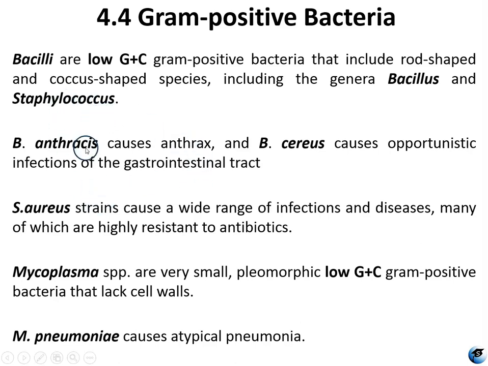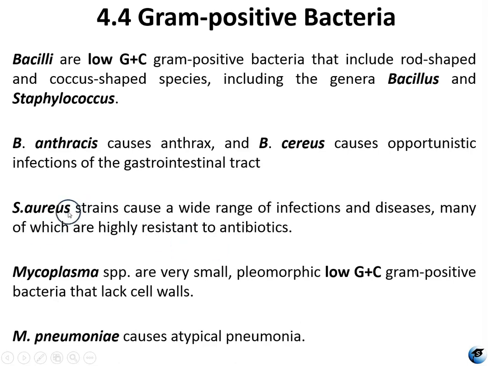Bacillus anthracis is the guy that causes anthrax. And then Bacillus cereus is generally pretty harmless, but he can become an opportunistic pathogen in the gastrointestinal tract. We do not work with Bacillus anthracis in the lab. We do work with Bacillus cereus in the lab. He's much safer to work with.